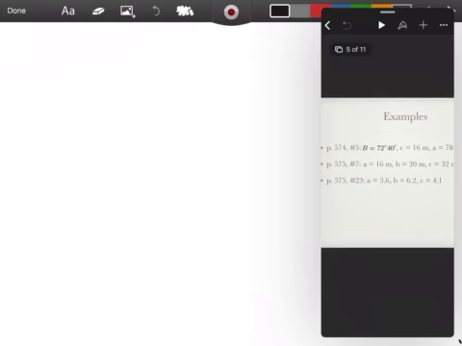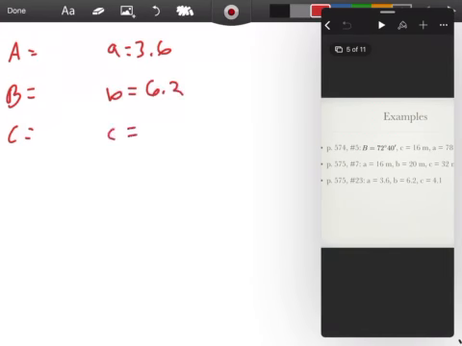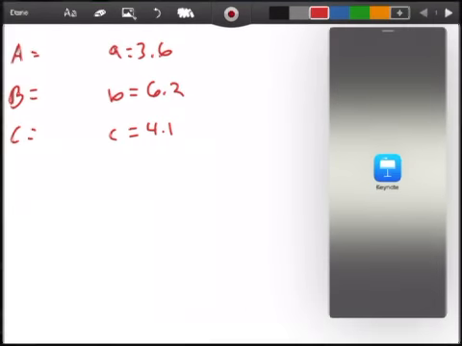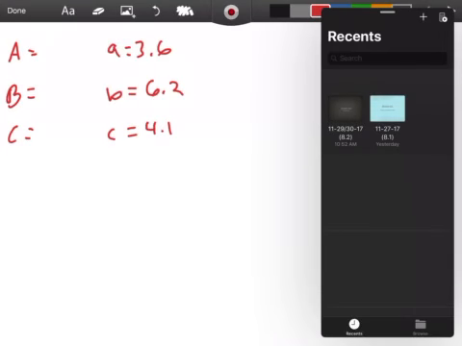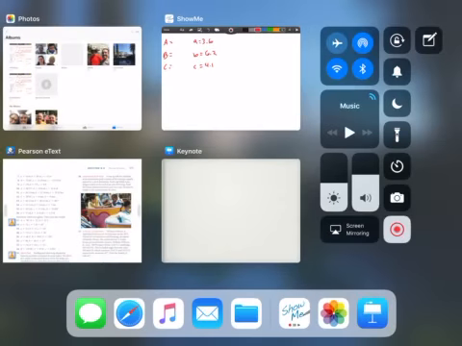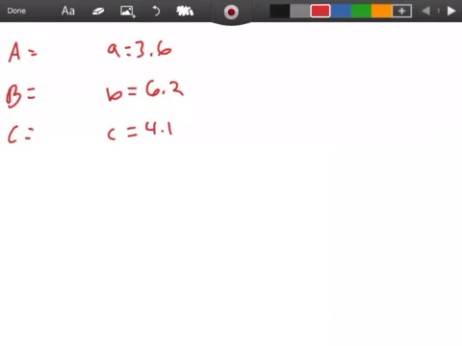This is a side-side-side case where we have angles A, B, and C that we need, but we are given side A is 3.6, side B is 6.2, and side C is 4.1. So what we're wanting to do is use the law of cosines to find an angle.